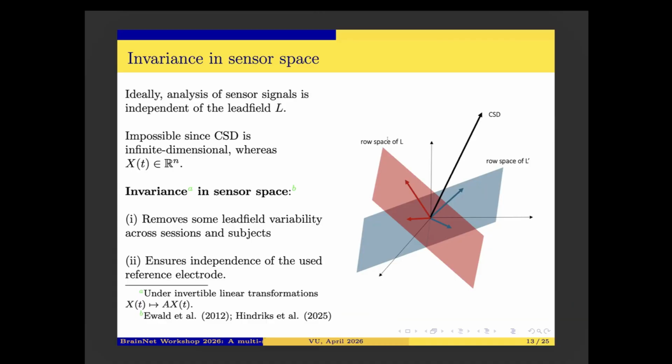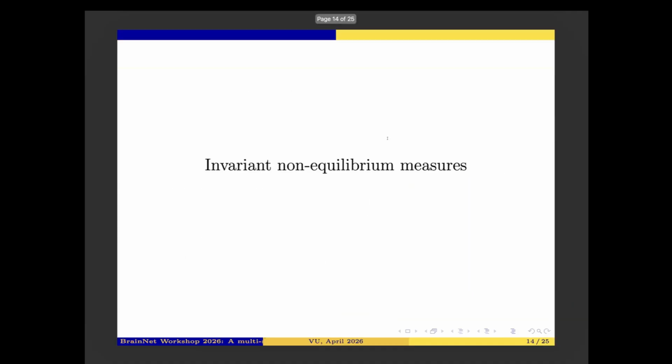That was the idea, and this not only applies to non-equilibrium dynamics, but to analysis of sensor signals in general, even LFPs. If you do it in a way that is invariant under linear transformations, then you remove some of the variability in lead fields across sessions and subjects. But of course, you cannot remove all variability, because you have two lead fields, L and L prime. If they span different subspaces, then you cannot just transform this one to this one by an n-dimensional transformation. So this only works if they have the same row spaces. But anyway, that's the idea. That's why invariance is important.